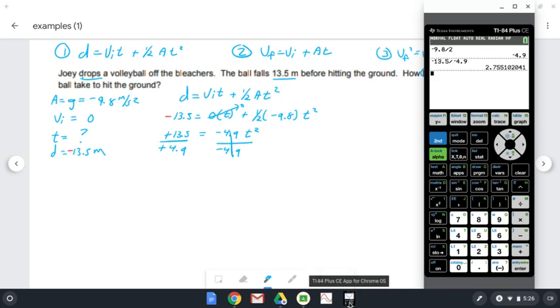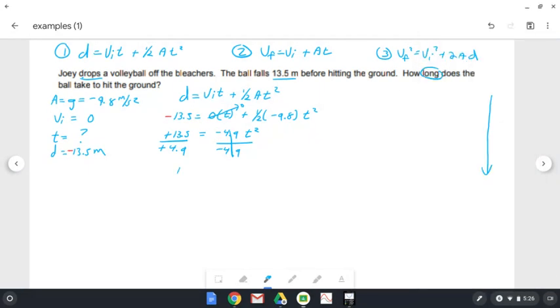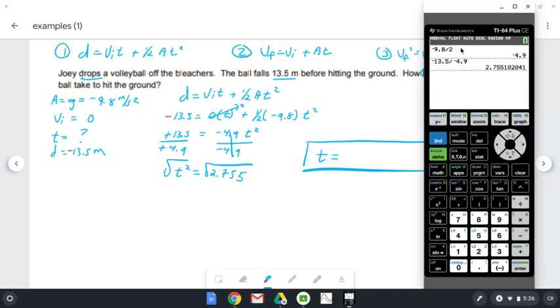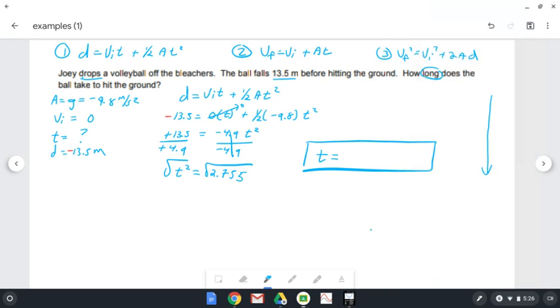We get 2.755. So T squared is equal to 2.755. But we want to square root that to solve for our final answer of T. Now, the trick in our calculator is we can just do second square root, second answer, and I don't have to worry about rounding or anything like that. And I get my answer of 1.66 seconds.